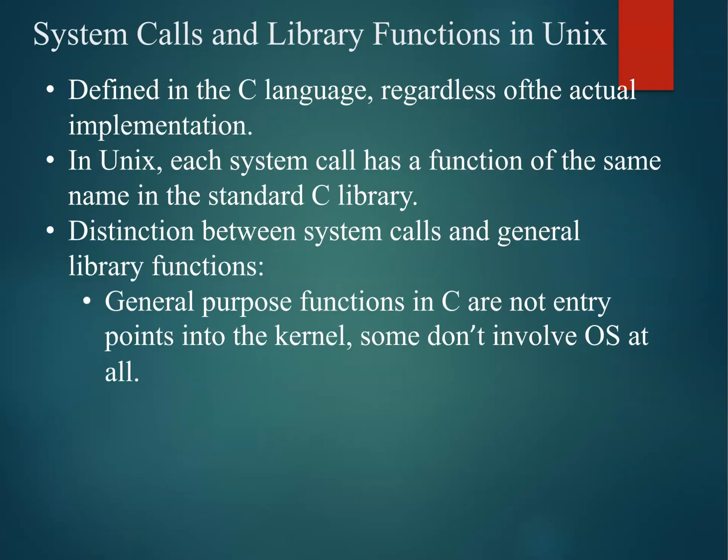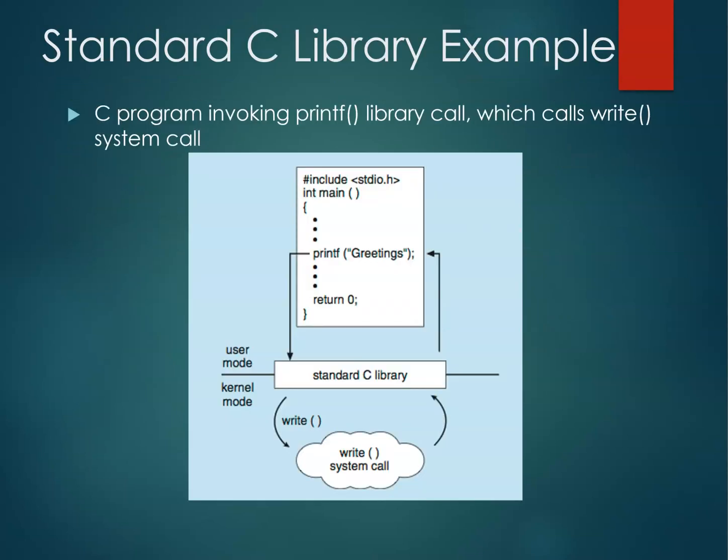System calls and library functions in Unix. Defined in the C language regardless of the actual implementation. In Unix, each system call has a function of the same name. The distinction between system calls and general library functions: general purpose functions are not entry points into the kernel. Some don't involve the OS at all.